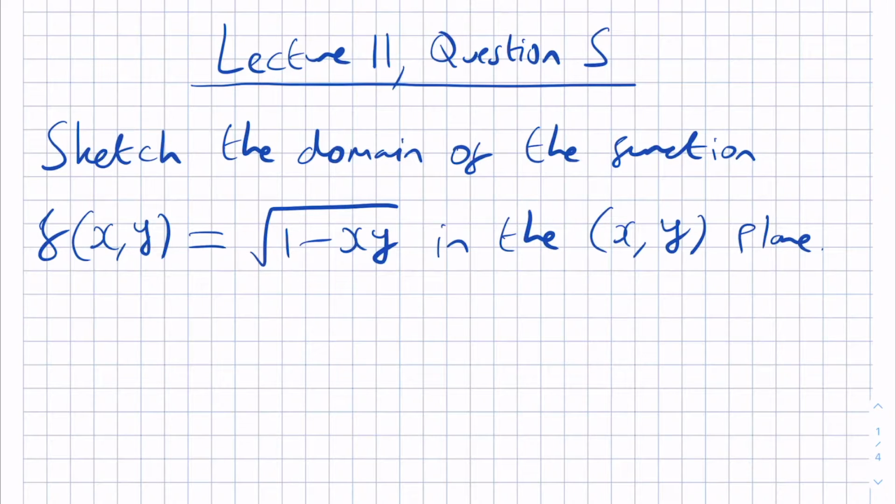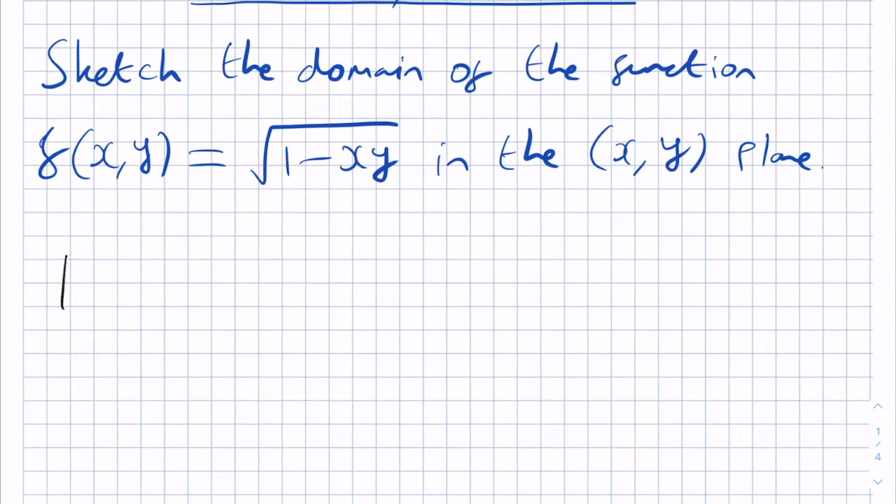Now, to start with, we know that for a square root to be well defined, its input has to be non-negative, i.e. it can be positive or 0. This means that we need 1 minus xy to be greater than or equal to 0, i.e. by rearranging, xy has to be less than or equal to 1.